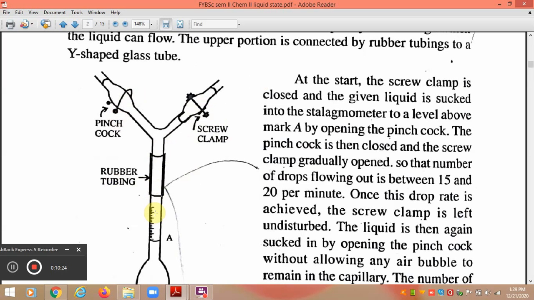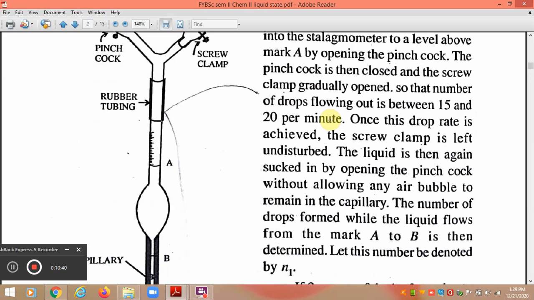At the start of the process, the screw clamp is closed and the given volume is sucked into the stalagmometer to a level above mark A by opening the pinch cock. The pinch cock is then closed and the screw clamp is gradually opened so that the number of drops flowing out is between 15 to 20 per minute.